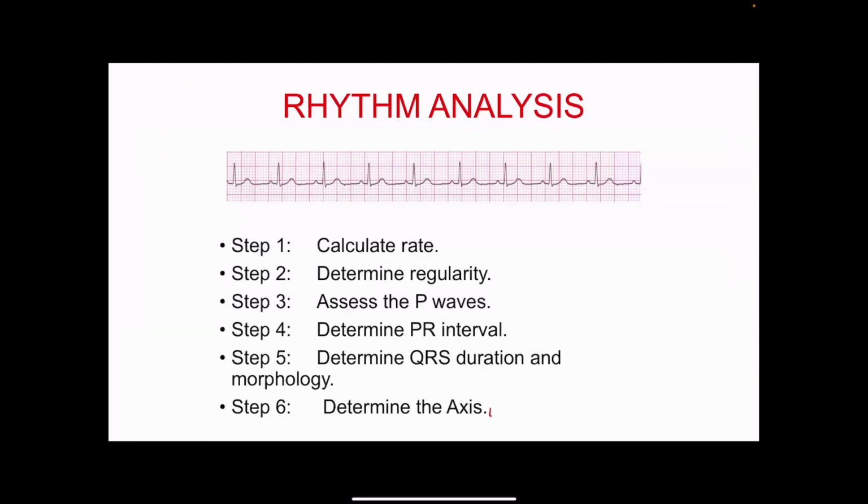Back to this, we know how to determine the axis, we know how to calculate rate, determine regularity. You just look at the P waves if they're there or not. What's the normal PR interval? How many squares? 3 to 5. Yes, 3 to 5 squares. What about QRS? 1.5 to 2.5 squares. Yes.